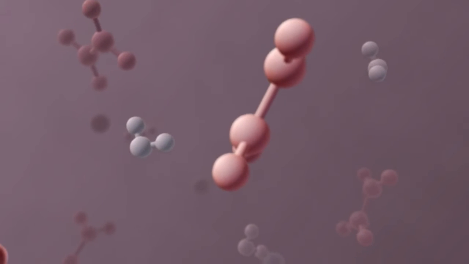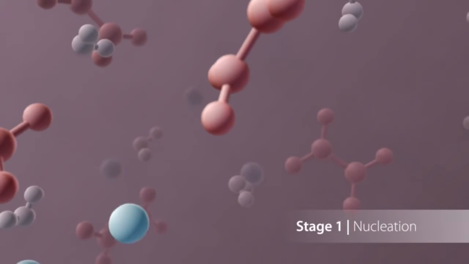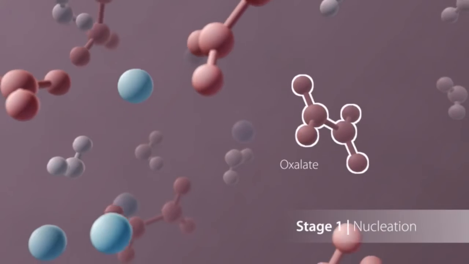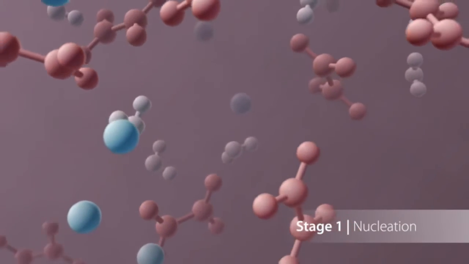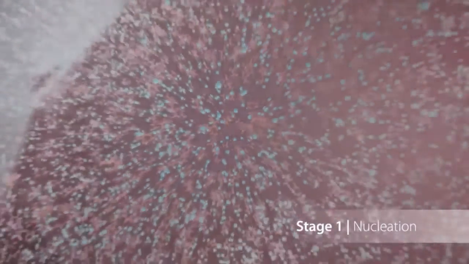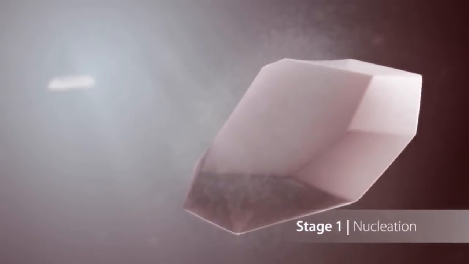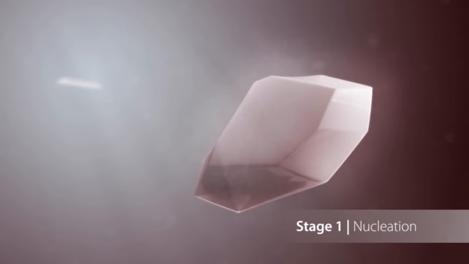How is a stone formed? The first step is nucleation. Ions such as calcium and oxalate that have been filtered into the urine by the kidney spontaneously join together to form a solid crystal nidus. This is called nucleation. There are 2 kinds of nucleation.